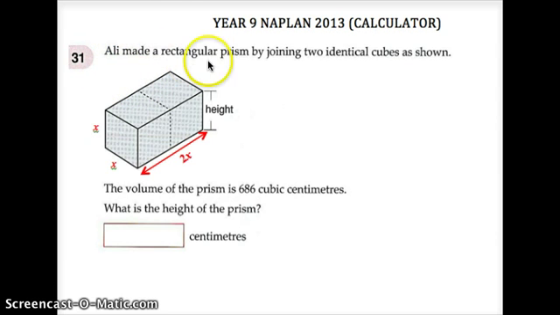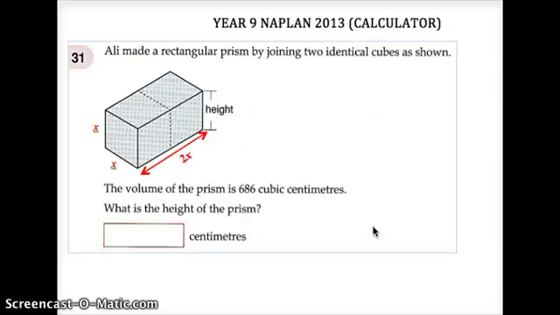Question 31 of the 2013 calculator paper. Ali made a rectangular prism by joining two identical cubes as shown. So we've got one cube there and another cube there. I've added in these x's, which I'll explain very soon. The volume of the prism is 686 cubic centimeters. So that's the volume of all of this. So what is the height of the prism?